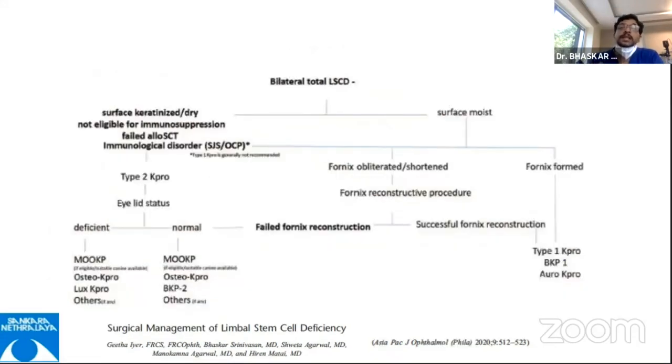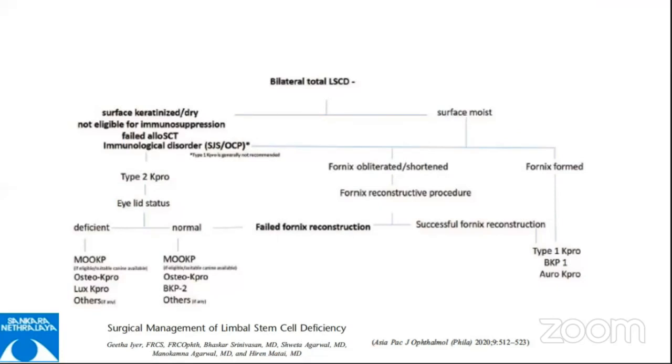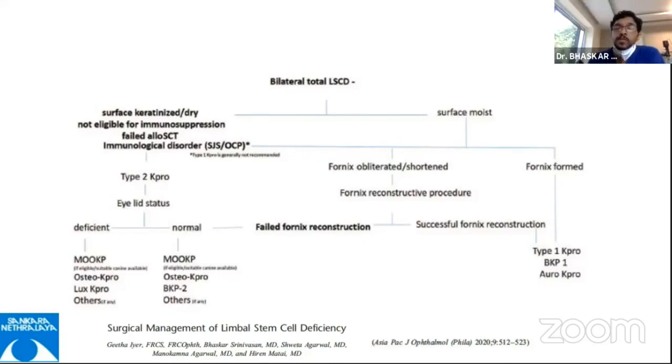And when it is bilateral, surface is keratinized or dry, or surface reconstruction procedures have failed, then you're looking at keratoprosthesis. Again, if your fornix is reasonably formed, you might be able to do a type 1 keratoprosthesis. But if your fornix is not very well formed, you might have to come to do a type 2 keratoprosthesis like an OKP or a Boston type 2, or some of the modifications like a type 2 Boston keratoprosthesis under a mucosa as such. And we've explained that very well in our publication on surgical management of limbal stem cell deficiency, which is freely available on the net.